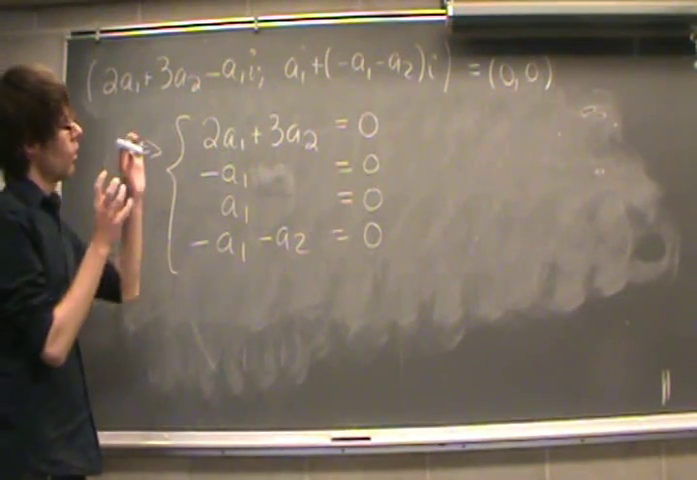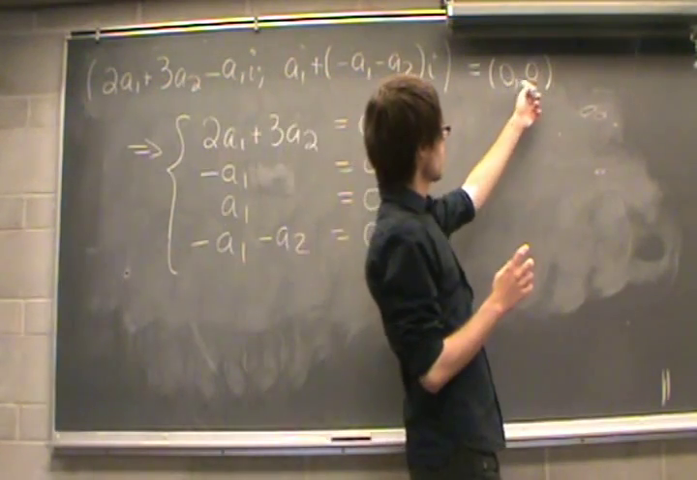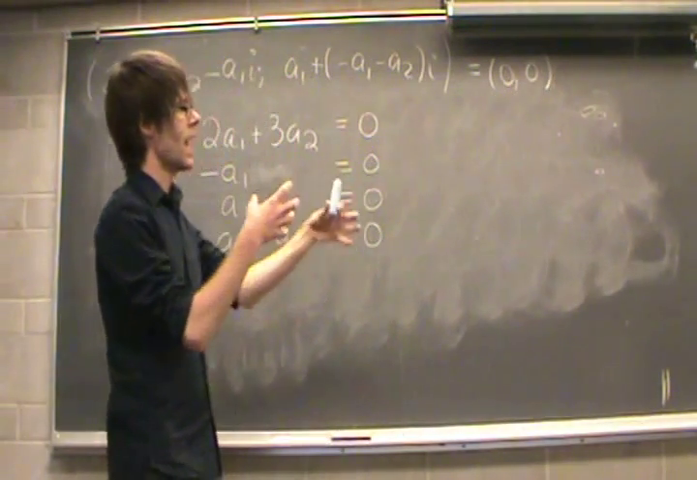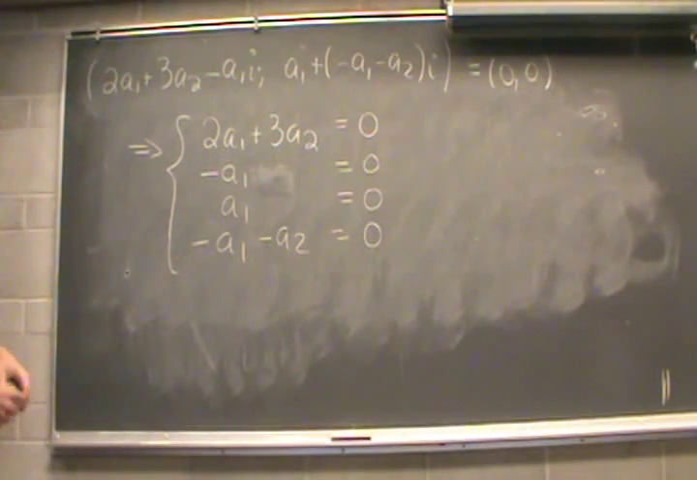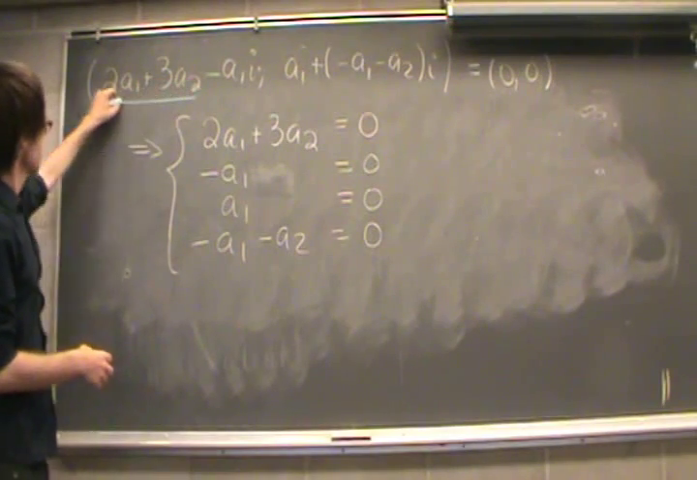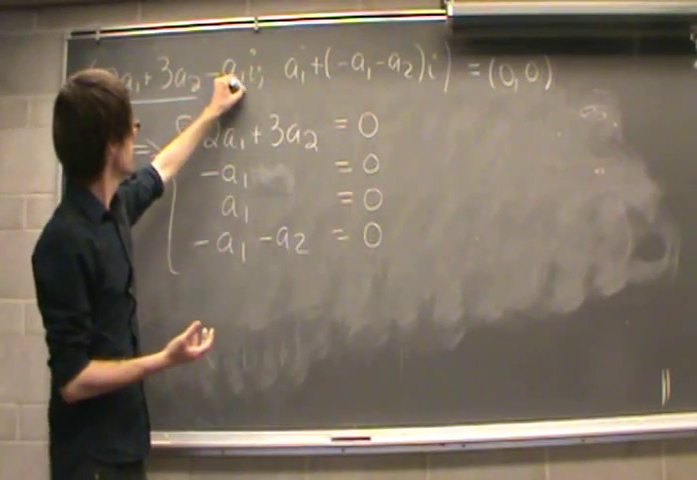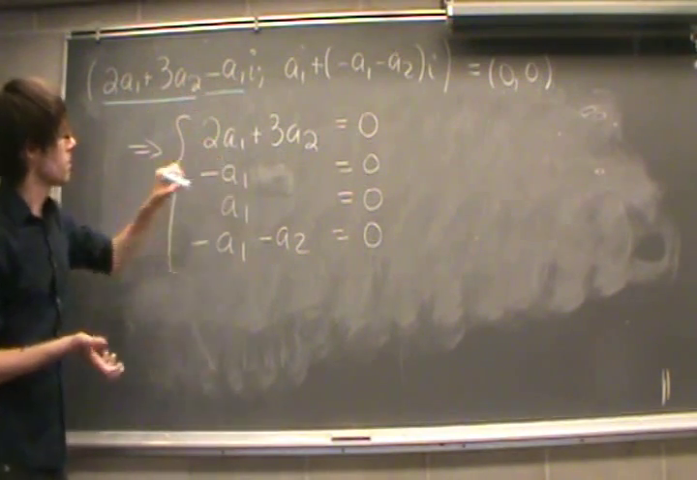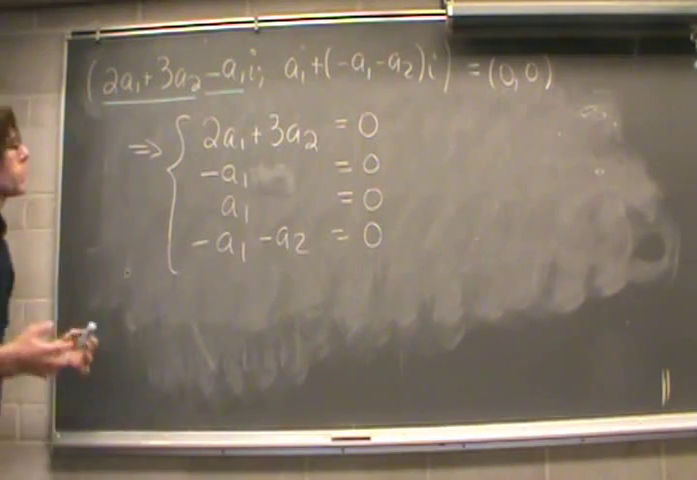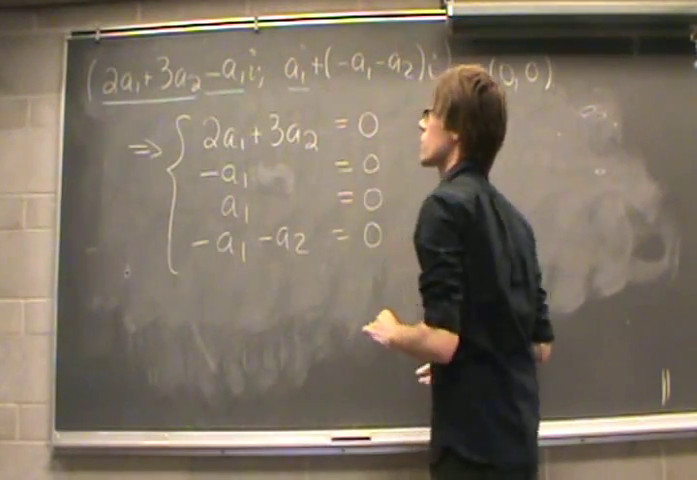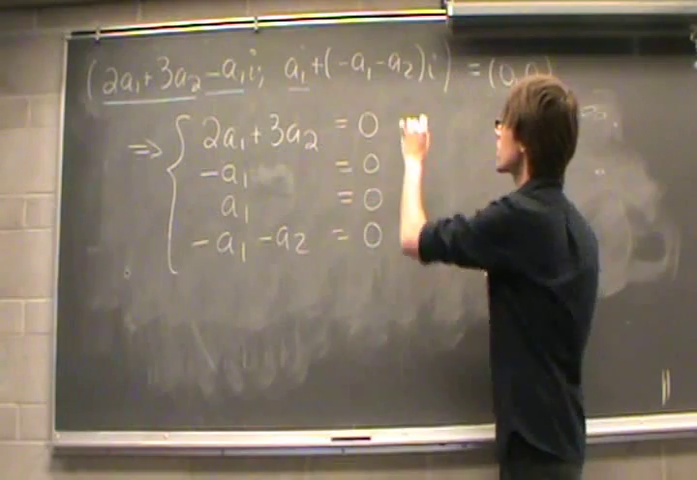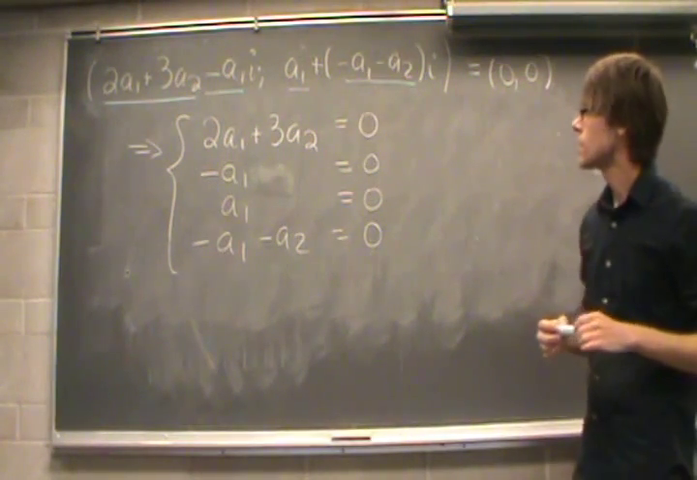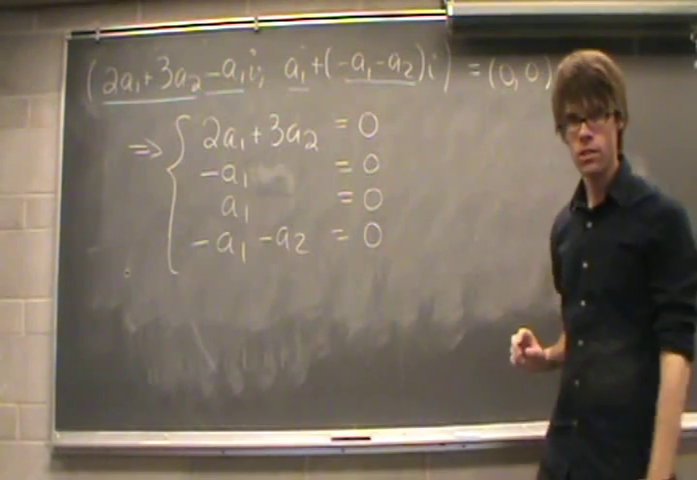So, over here, I'm going to treat these as complex numbers. If I have a 0, that means that the real part and the imaginary part are both equal to 0. So this is the real part of the first component, and this is the imaginary part of the first component. Both of these values must be equal to 0. And if we do the same thing for the second component, here's the real piece, a1 is equal to 0. Here is the imaginary piece, negative a1 minus a2. So that's where we get this homogeneous system.